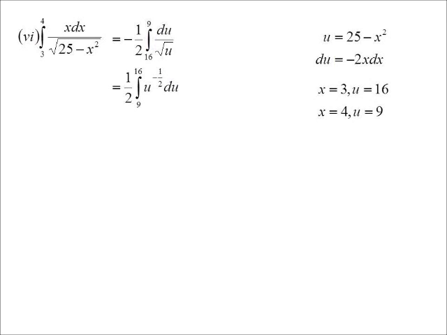Okay, u to the minus a half, u to the half. This is what I'm saying. If you remember, du on root u is 2 root u. You could have gone straight to this step because 2 times a half is 1. We just have the square root of 16 minus the square root of 9, which is just 1 for this one.